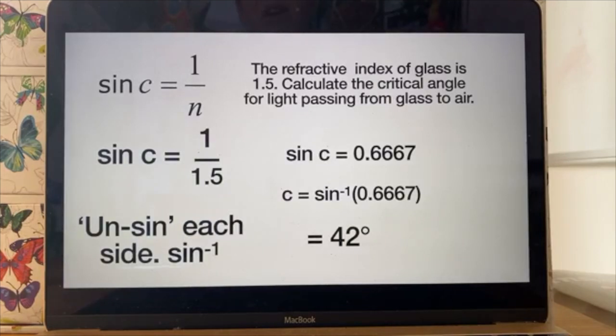This is the kind of time when I really wish I was in the room, so I could look at your faces and see if you're going, yeah, easy, or but let's show you that on my calculator.